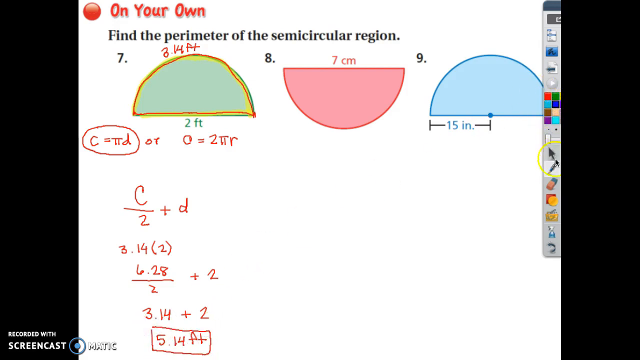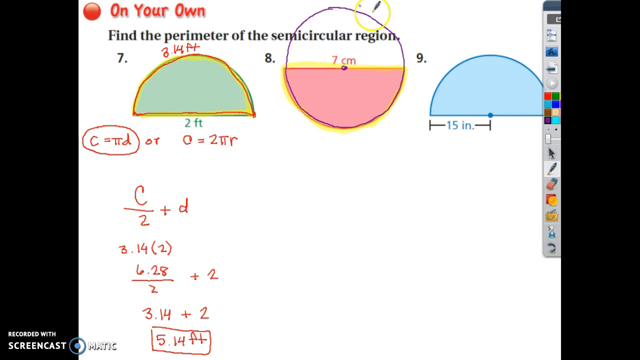Number 2. First, I'm going to highlight the semicircular region that I'm trying to find the perimeter of. I'm going to start anywhere on the figure, so I'll start here. I need to find the distance around the round part of the figure, but then I need to add in this flat part, or the diameter of the figure. If I were to draw the whole circle, the circle might look something like this. And that 7 centimeters is the diameter. It goes right through the center of the circle.